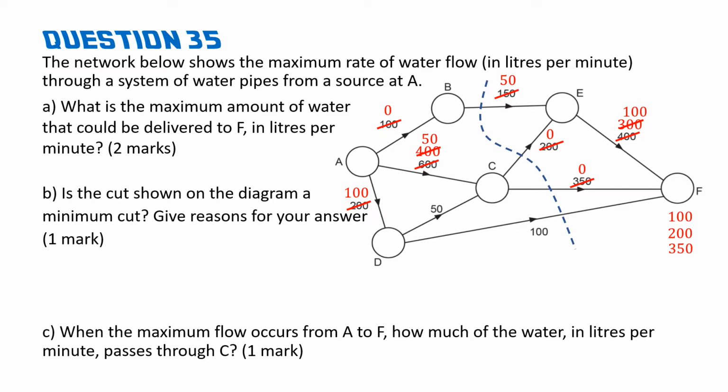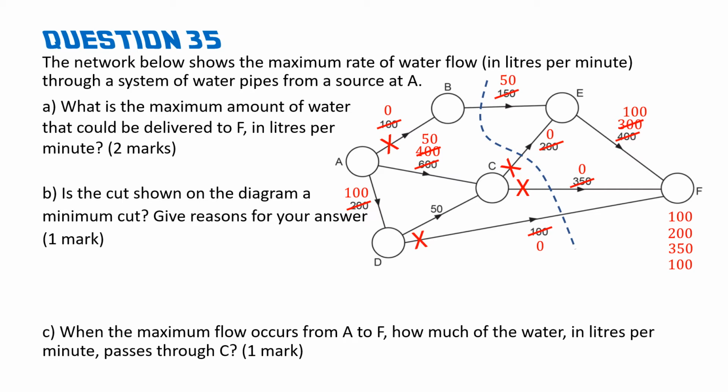I cross out that 100 from D to F and write 0, and I've pulled another 100 through. Now I've put a cross there from A to B because that's a block. I can't take anything through there because there's a 0. Likewise, if I look at C to E, that's a 0, so I can't take anything that way. C to F is another 0. I can't take anything that way. D to F is also a 0. I can't take anything that way.